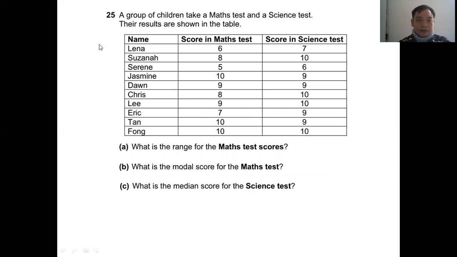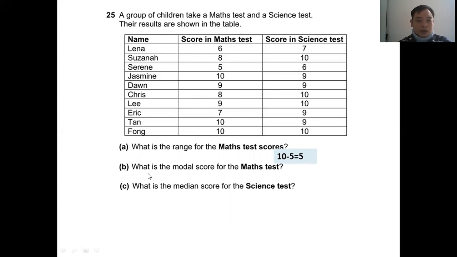Question 25. A group of children take a math test and a science test. Their results are shown in the table. So this is the result. A. What is the range for the math test score? The range is the biggest number minus the smallest number. So 10 is the biggest, 5 is the smallest. So 10 minus 5 equals 5.